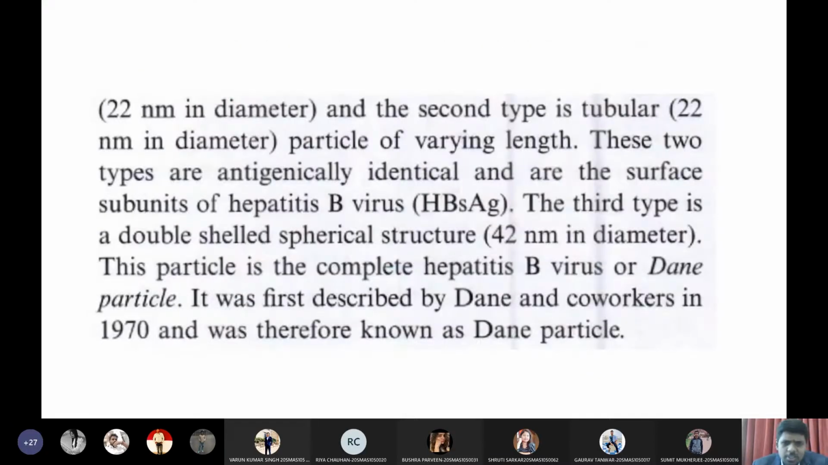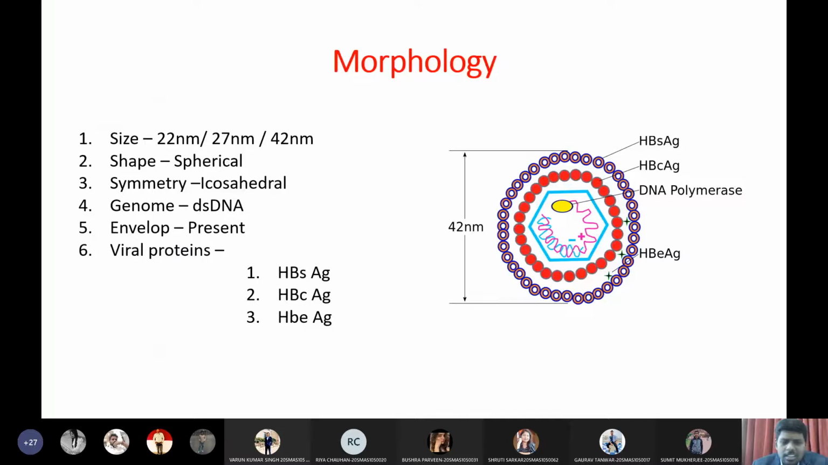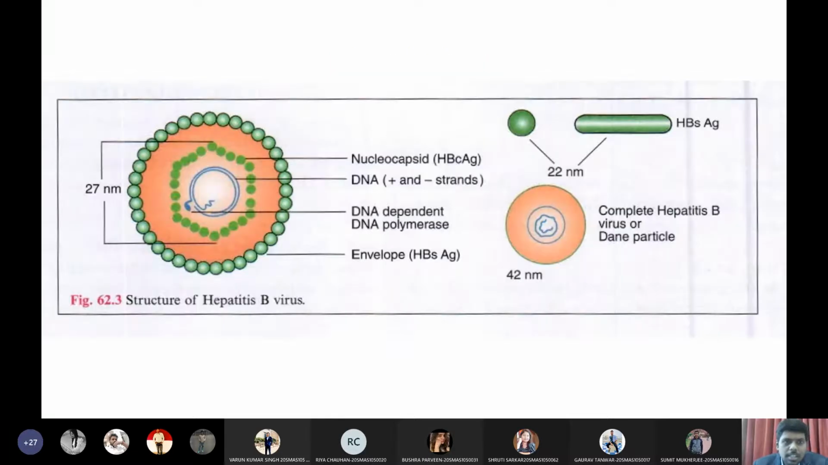It has two types of antigens, Dane particle and Australia antigen. Both are the same. Australia antigen and Dane particle are both the same version of the virus, with different sizes. The Dane particle is 22 nanometers, whereas Australia antigen is around 42 nanometers.